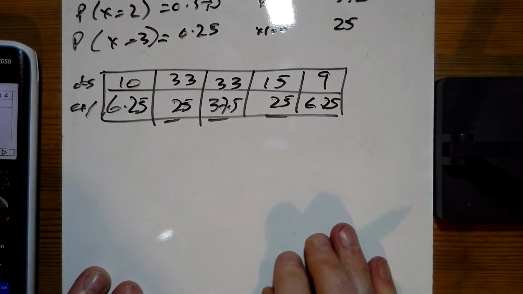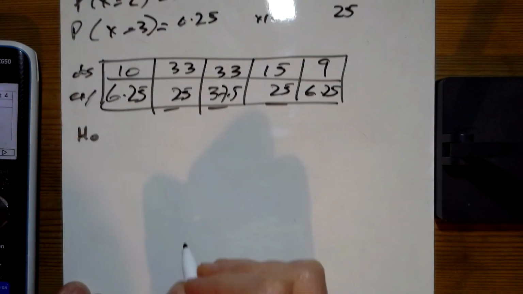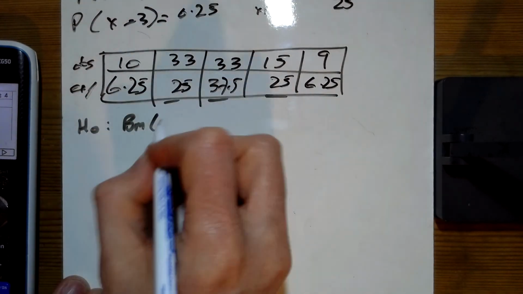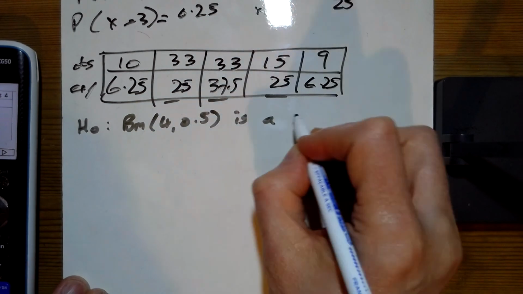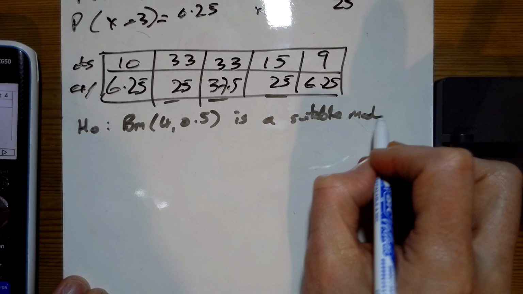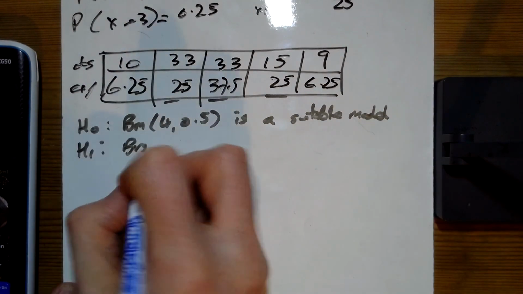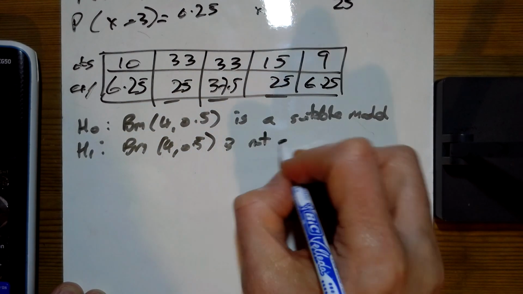That's nice, isn't it? Now, the hypothesis test. So we'll start with a null hypothesis. The null hypothesis is that binomial 4 0.5 is a suitable model. Usually a mark for this. And H1 is that binomial 4 0.5 is not a suitable model.